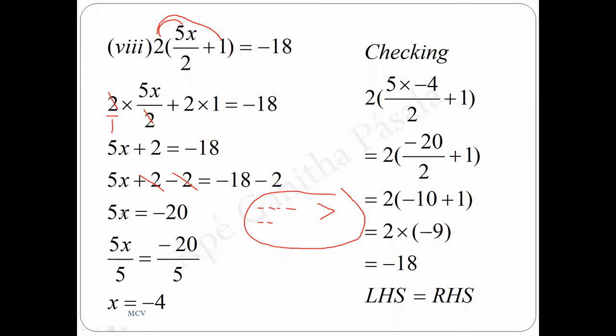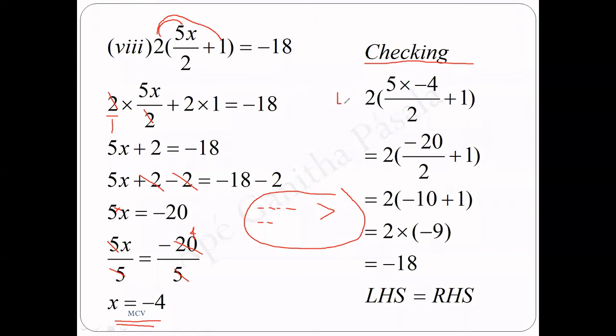Minus 20. Now you know in between this 5 and x, multiplication is there. So you can divide by 5. Divide the other side also by 5. 5x divided by 5, that is x. When you divide this side by 5, 5 into 4, 20. Then minus 4. Your solution is x equals minus 4. Now let's check the solution.